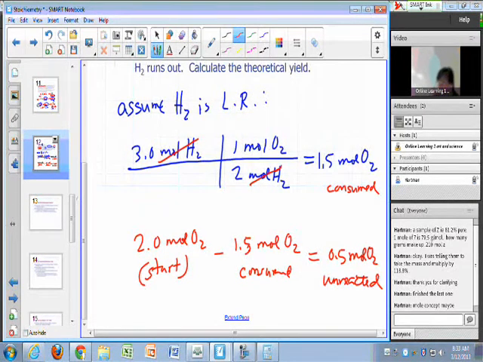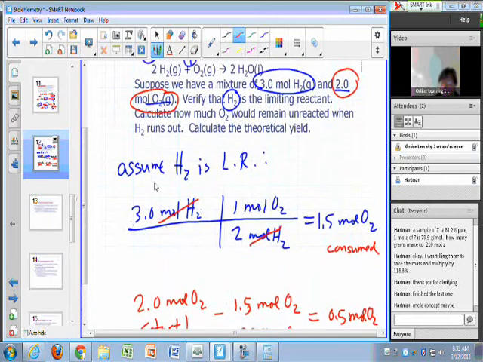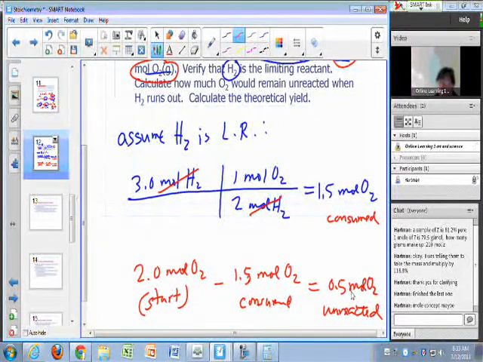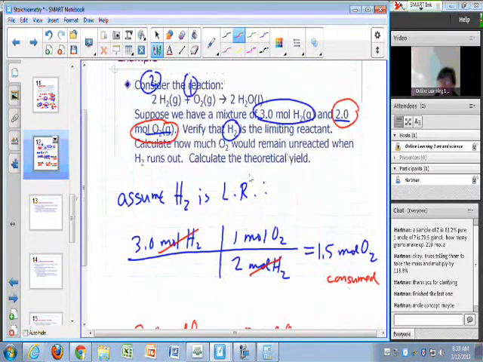So our assumption is correct, okay? That in fact H2 will be consumed first. By the time you lose your 3 moles of H2, you would have only lost 1.5 moles of oxygen. So since you start off with 2 moles of oxygen, you'll still have half a mole of oxygen left over. So we just verified that H2 is the limiting reactant, okay? If you were to make the opposite assumption, if you assume that O2 was the limiting reactant, you'll find that you'll end up with a negative amount of H2.